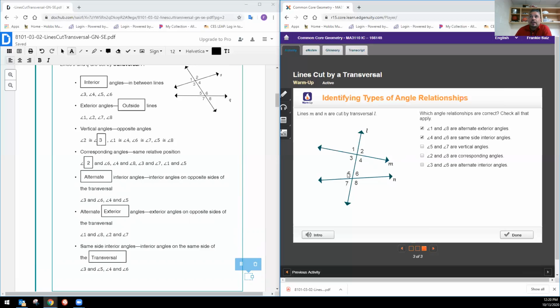5 and 7 are vertical angles. Well, let's take a look at what vertical angles are. Those are congruent angles, and it's 2 and 3. So those are opposite of each other. 5 and 8 would be, 6 and 7 would be. This one is not correct.